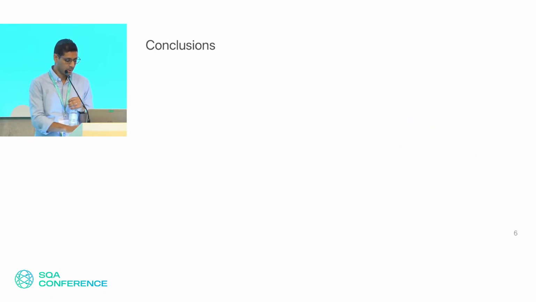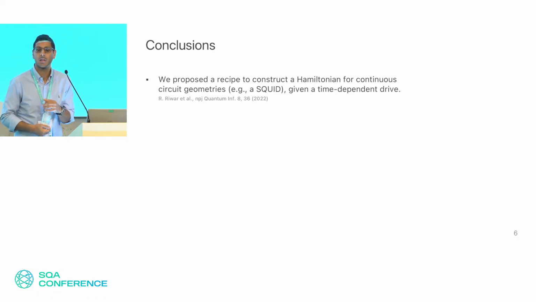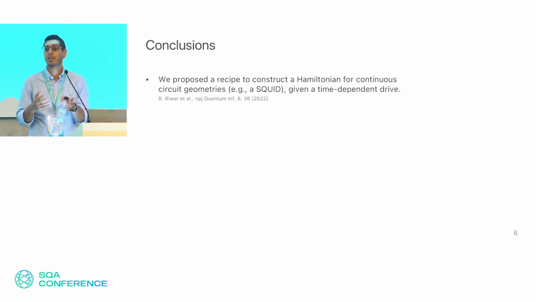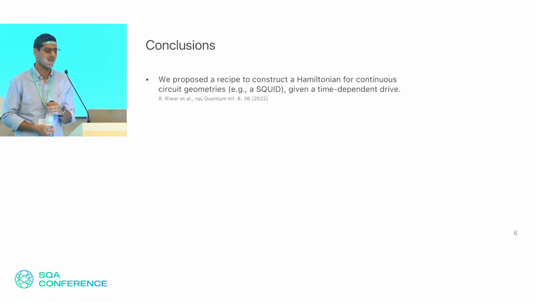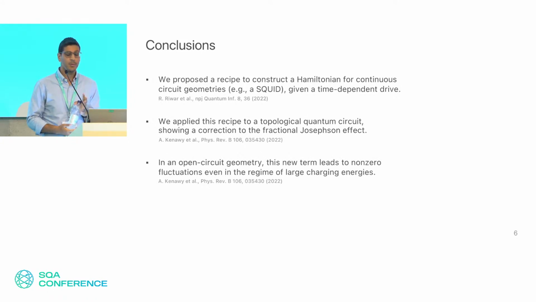So in conclusion, I've proposed a recipe to construct the correct time-dependent Hamiltonian for a continuous device geometry and arbitrary profiles of the external magnetic field. We've used this recipe to describe the topological Josephson junction, and we've shown a correction term that depends on the geometry of the system. Finally, we've seen that this correction term in an open circuit geometry can lead to different predictions, such as non-zero fluctuations, even in the limit of large charging energy.